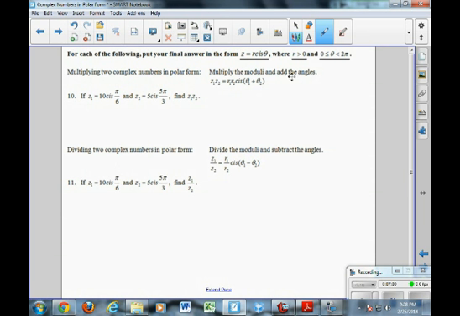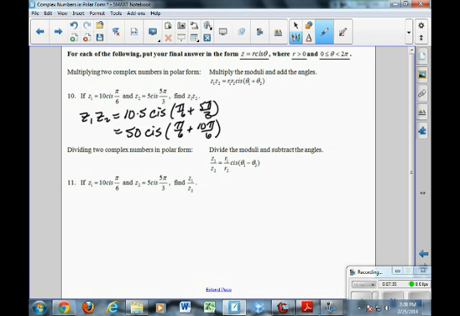Notice that when you multiply two complex numbers in polar form, you just multiply their moduli, their radiuses, and you add their angles. So we just do z1 z2 is equal to 10 times 5 cis pi over 6 plus 5 pi over 3. And that's 50 cis, and that's pi over 6 plus 10 pi over 6, if you put those into a common denominator, or 11 pi over 6. So the answer is z1 z2 is equal to 50 cis 11 pi over 6.